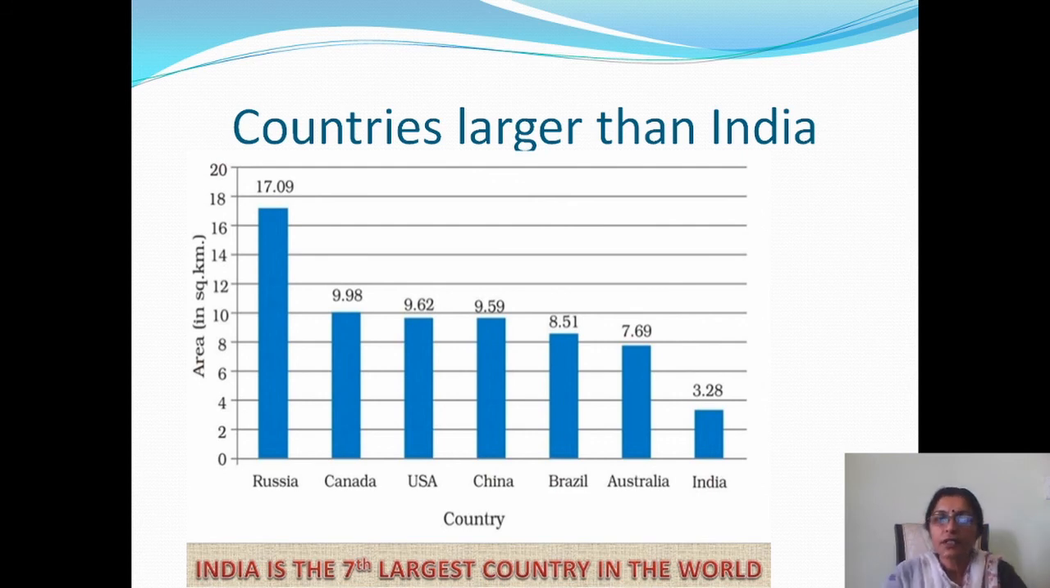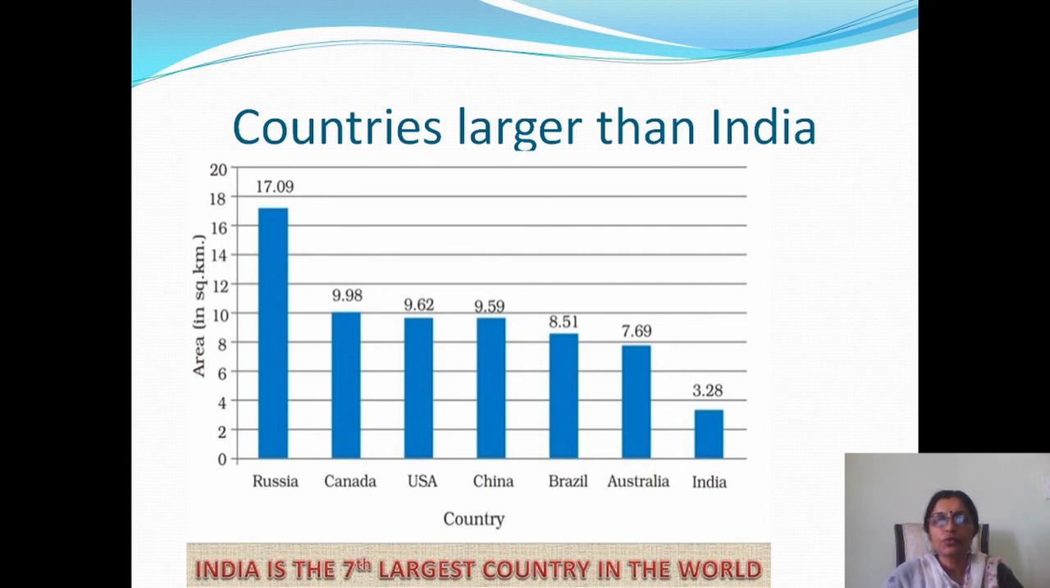Russia is the largest country in the world. It lies in Asia. Some part of it lies in Europe also. Canada and USA both are countries of North America continent. China is the largest country of Asia. It is 2.5 times larger than India. Brazil is a South American country. Australia itself is a continent and country as well, and India lies in southern part of Asia.